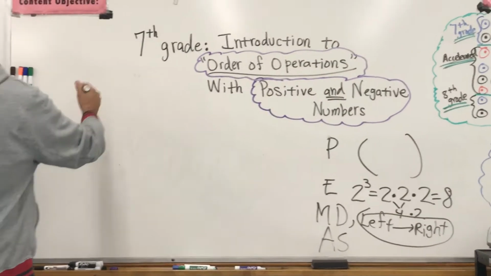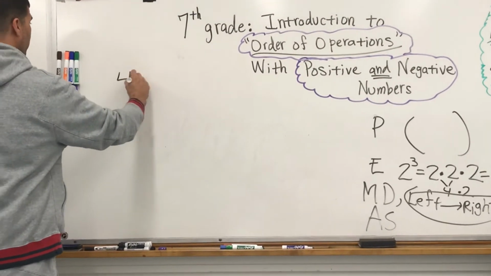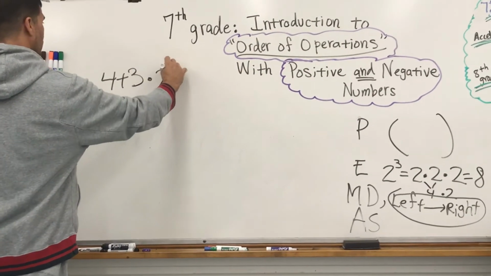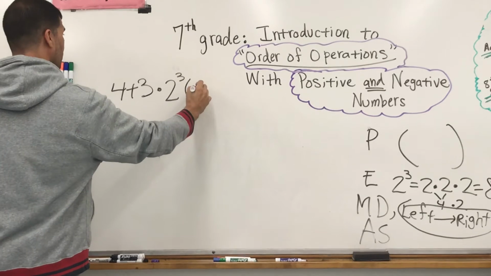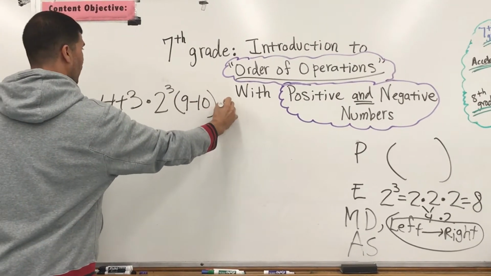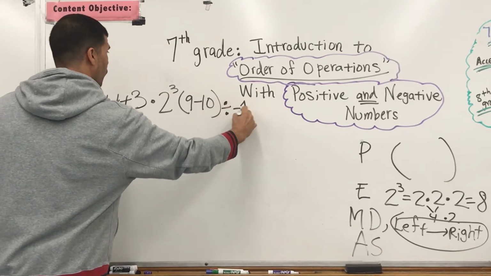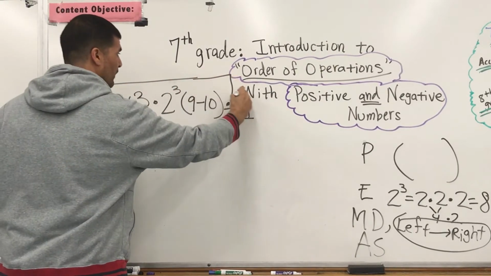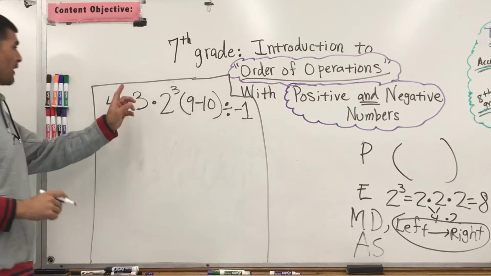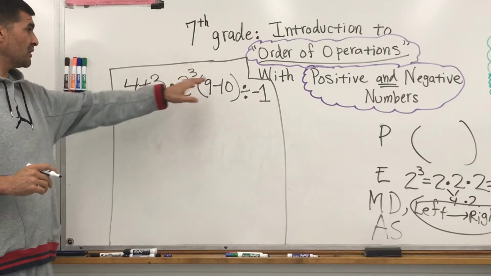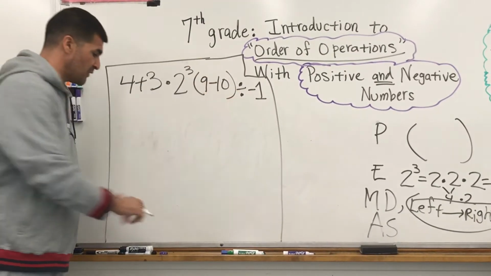So let me give you guys a problem here. Let me say 4 plus 3 times 2 to the third power, and then I'm going to put times 9, take away 10, divided by -1. This problem right here has a little bit of everything for us. We have some addition, some subtraction, some multiplication, parentheses, exponents, and division.